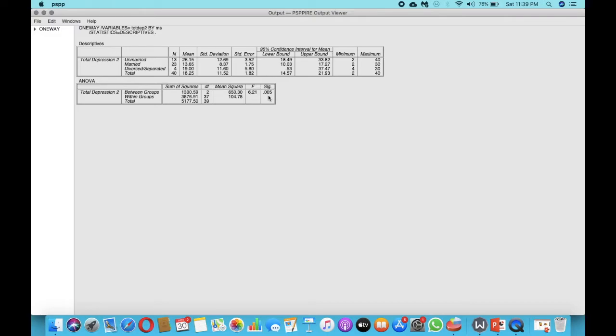To understand and interpret significance level, you can watch my previous video on chi-square. The point here is that if you look at the mean score, it gives you a clearer picture. The unmarried people have the highest mean depression score, 26. This is followed by those who are divorced and separated. They are quite depressed too. But the married people have the lowest score of depression. They are the least depressed.